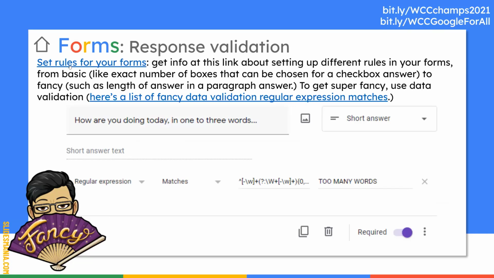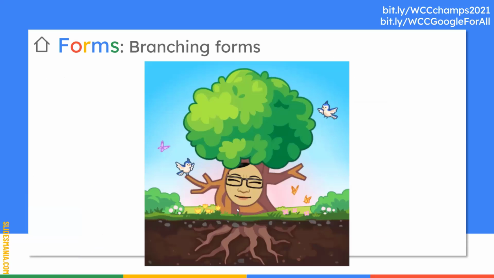So what I've given you here is a link to rules for your forms, how to set up response validation. And this is a link to really fancy data validation regular expression matches, which is what I used to get that counting the words thing. Okay, just keep that in mind. I got to tell you, if you give something like this to people and ask them to fill out the text, sometimes they get really wordy. So if you want to keep them limited with their words, use that. It really helps a lot.